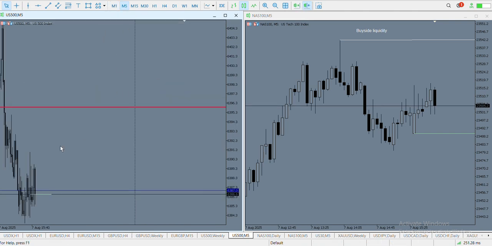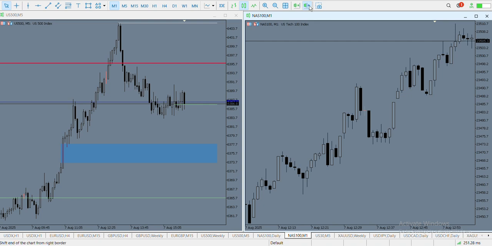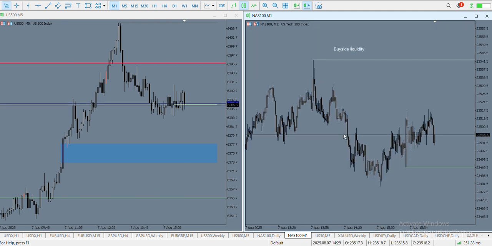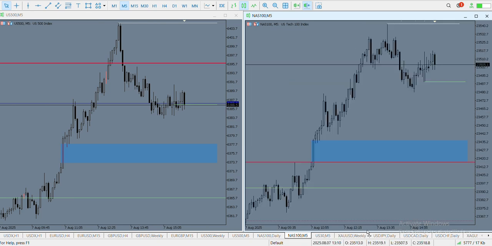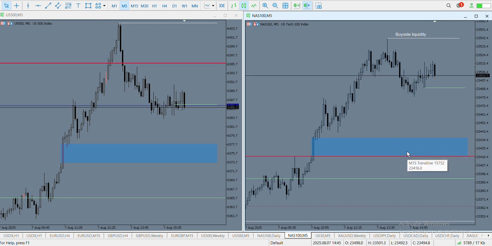So US 500 does not really look good on a lower time frame. Let's look at NAS 100, lower time frame, 1 minute. That's what I mean. NAS 100 does not really look good either. Let's just stick with the 5 minute. We're going to start with what this 5 minute chart does in regards to this buy side and in regards to this internal range liquidity pool resting below 23,450s.